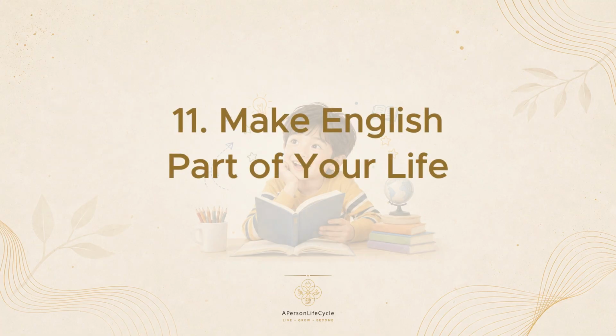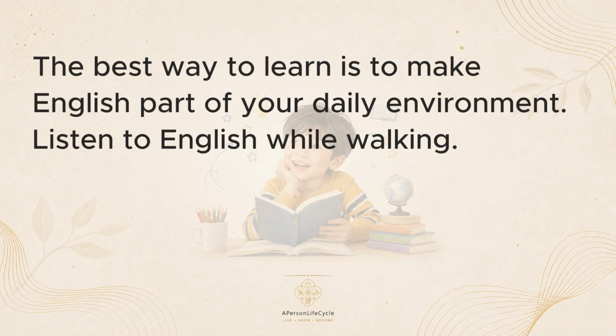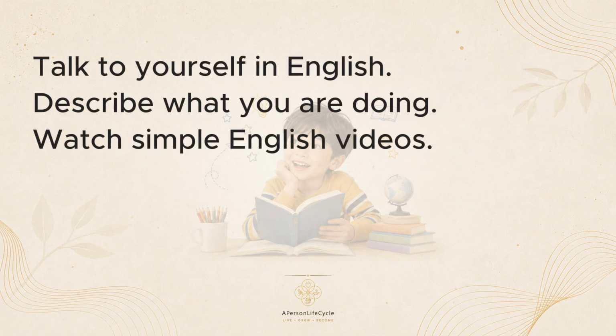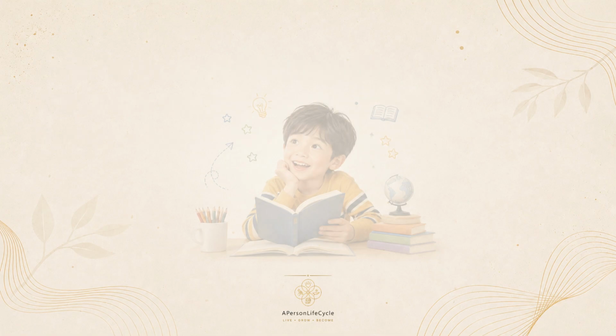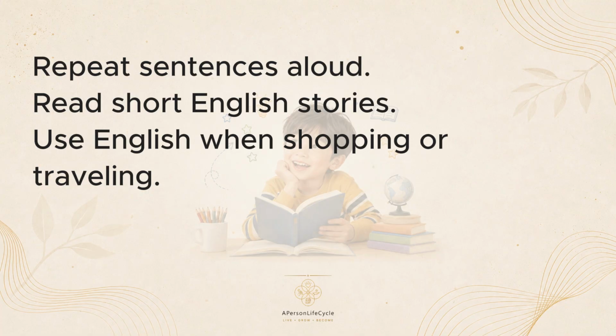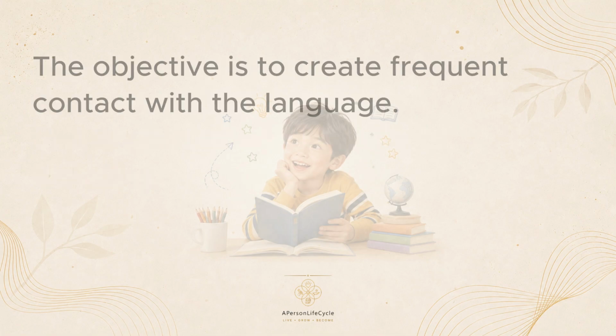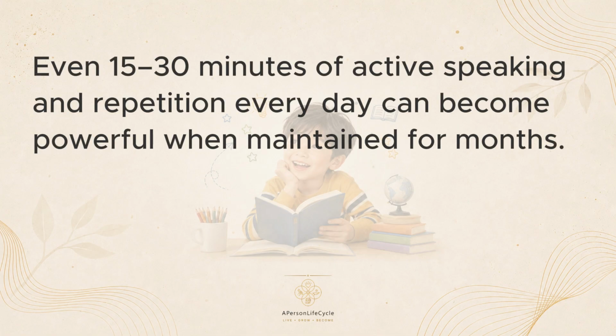11. Make English part of your life. The best way to learn is to make English part of your daily environment. Listen to English while walking. Talk to yourself in English. Describe what you are doing. Watch simple English videos. Repeat sentences aloud. Read short English stories. Use English when shopping or traveling. The objective is to create frequent contact with the language. Even 15 to 30 minutes of active speaking and repetition every day can become powerful when maintained for months.